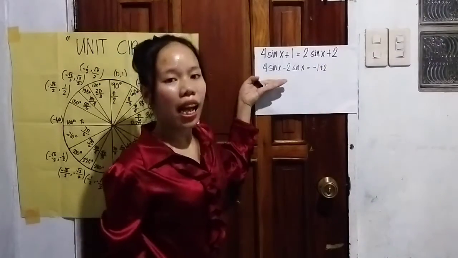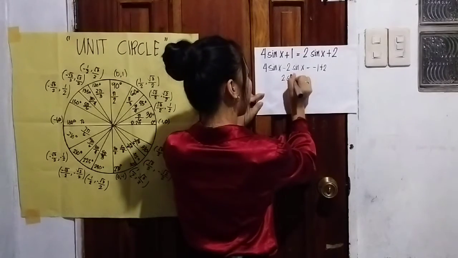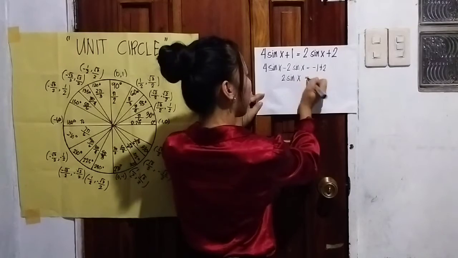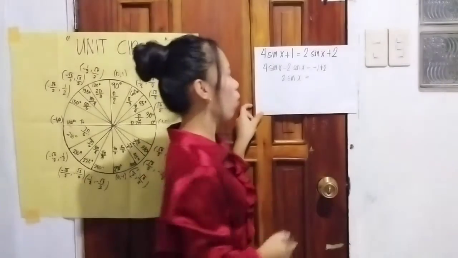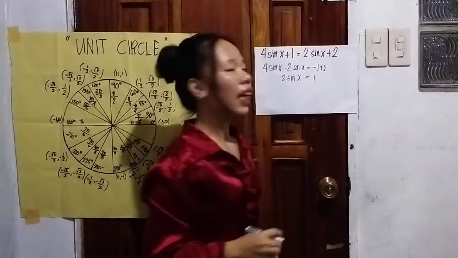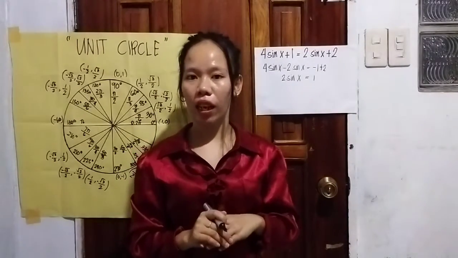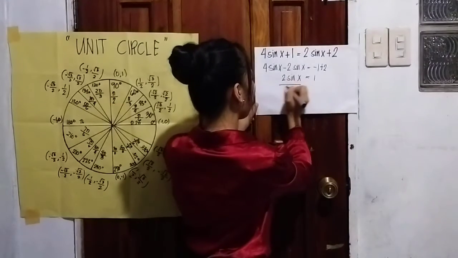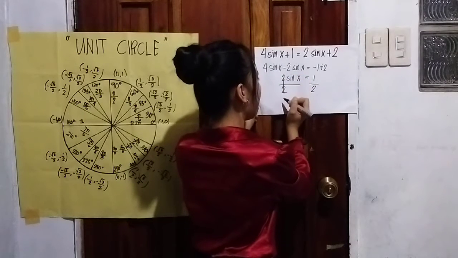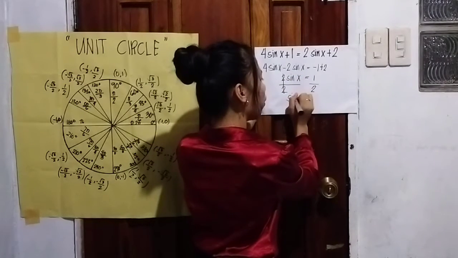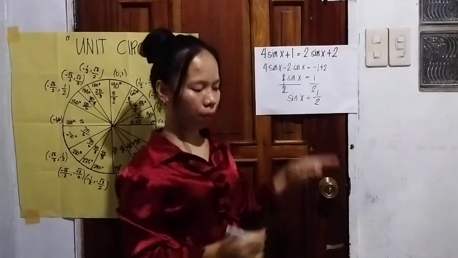So, 4 sine x minus 2 sine x, we have 2 sine x is equal to negative 1 plus negative 2, we have positive 1. So for now, after this, we need to divide both sides by 2. So let's cancel the 2. So we only have sine x is equal to 1/2.